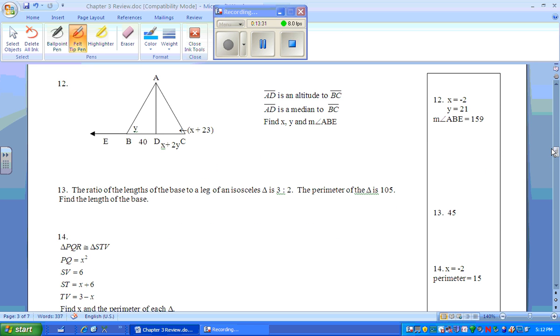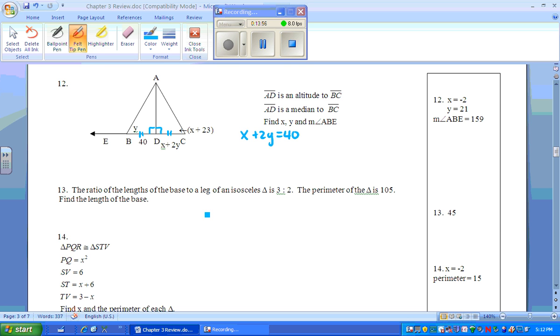Question 12 is kind of tricky. Question 12, you notice that you have statements with an X and a Y, which means you're going to set up a system. Well, if it's an altitude, it causes right angles here, but I don't have anything marked. It's a median, so these 2 are marked. Great. Now I know that X plus 2Y is equal to 40.